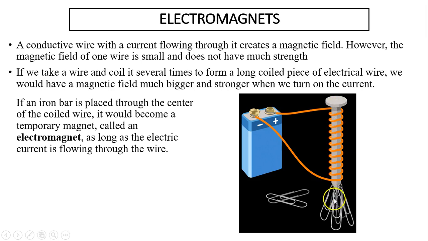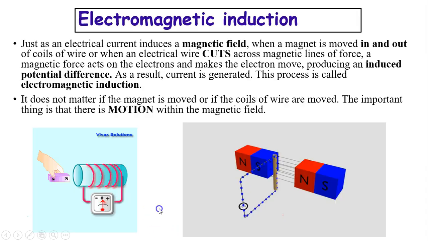This nail is magnetized. The nail is attracting paper clips because there is a magnetic field around this coil. So if an iron bar is placed through the center of the coiled wire, it would become a temporary magnet called an electromagnet, as long as the electric current flows through the wire. But if you stop the current, then the nail is not magnetic anymore. So this is called an electromagnet.